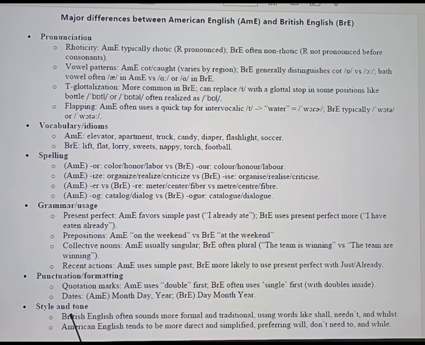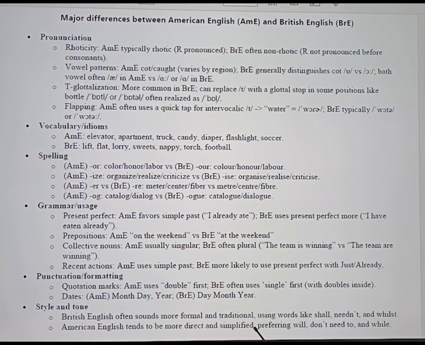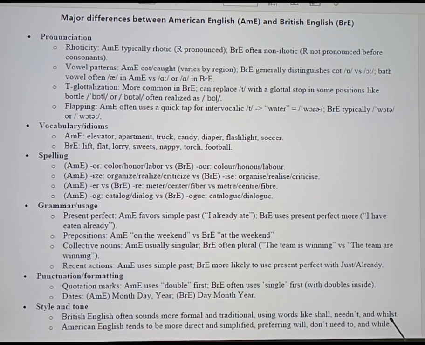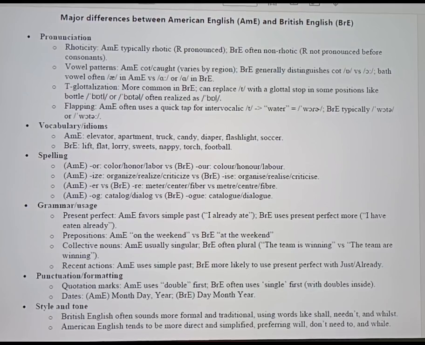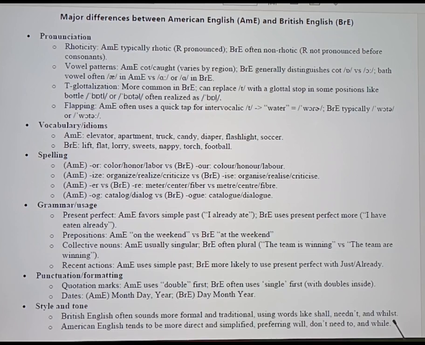And the last category of the major differences is about style and tone. Mostly British people use a little bit more formal and traditional words or structures. Words such as, for example, shall is still used in British English, or needn't, for example, whilst, which is considered kind of formal in American English. So American English tends to be more direct and simplified, preferring will, for example, instead of shall, or don't need to instead of needn't, and while instead of whilst.